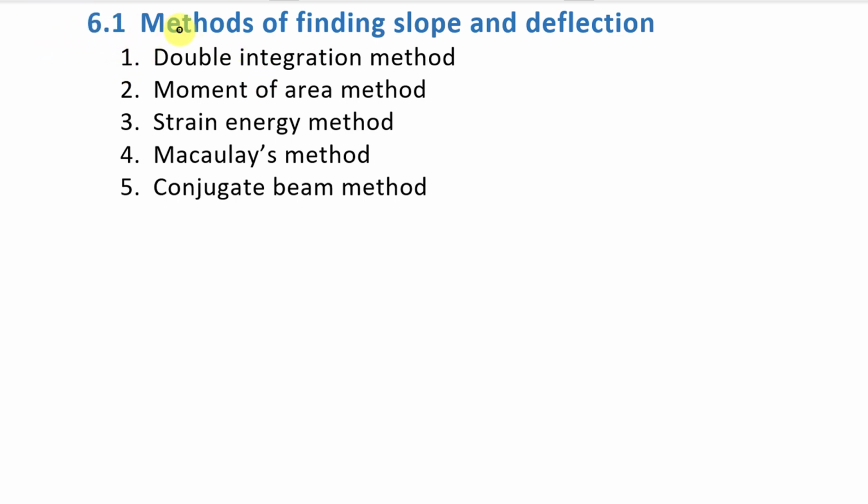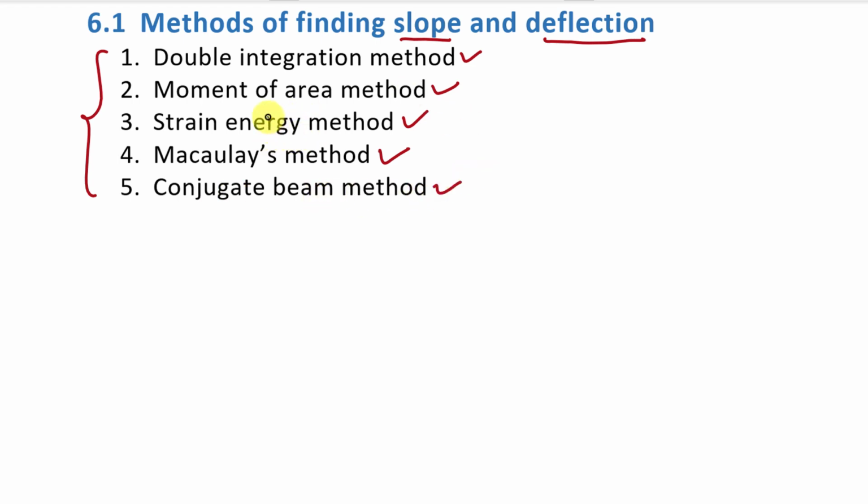Now we will discuss methods of finding slope and deflection. Here you can see there are several methods to find out slope and deflection. First method is double integration method. Second method is moment of area method. Third method is strain energy method. Fourth method is Macaulay's method. And fifth method is conjugate beam method.